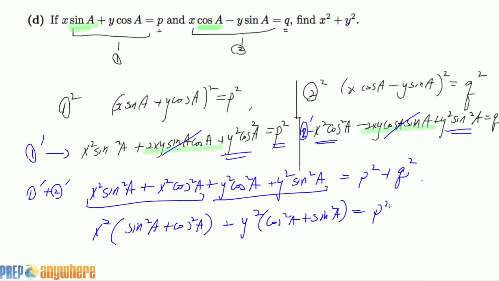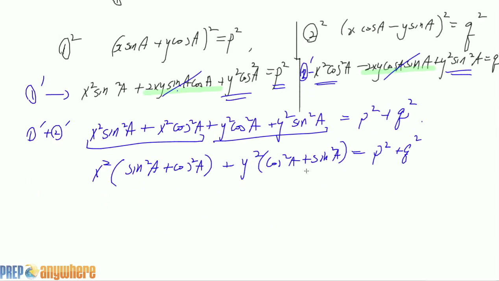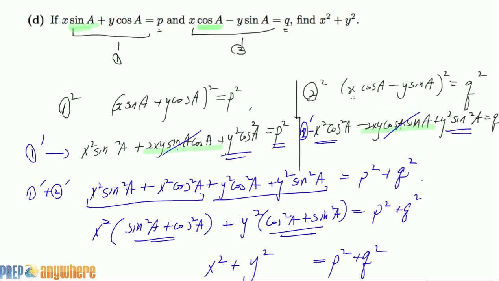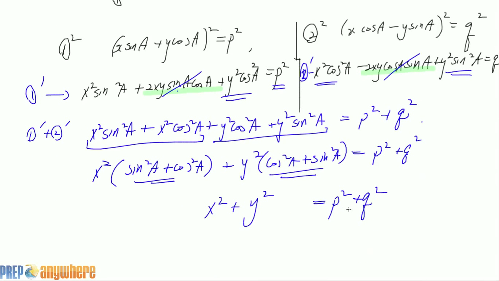Okay, so you can see that we're almost done. That's equal to 1, so we have x squared. That's equal to 1, so we have y squared, equal to p squared plus q squared. And that's what they asked for. What is the sum of x squared plus y squared? The answer is p squared plus q squared.